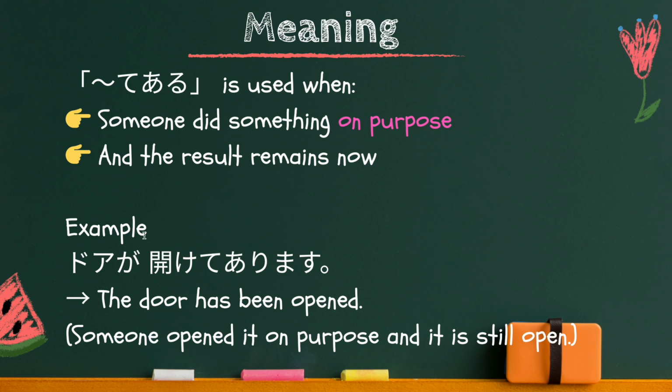For example, ドアが開けてあります means the door has been opened. So someone opened it before on purpose, and it is still open. The result still remains. So the important thing is that someone did it on purpose, and that result still remains.